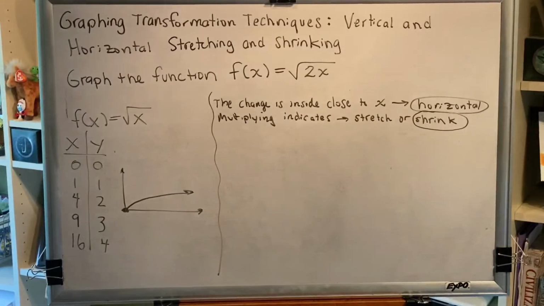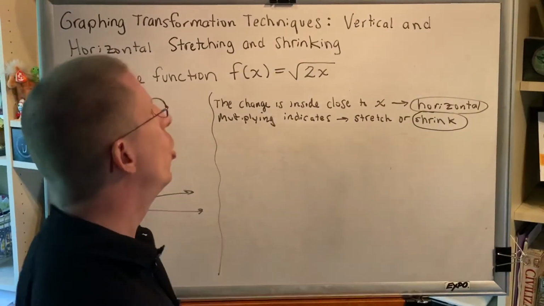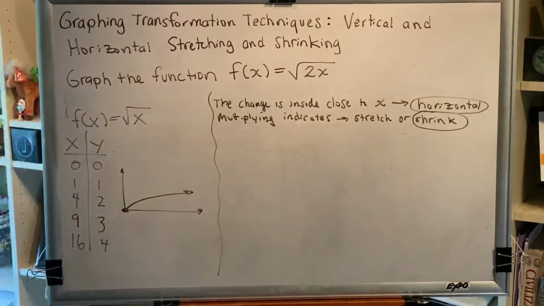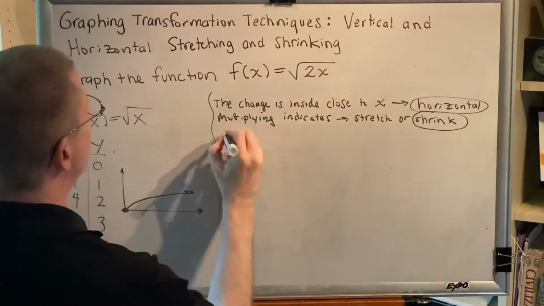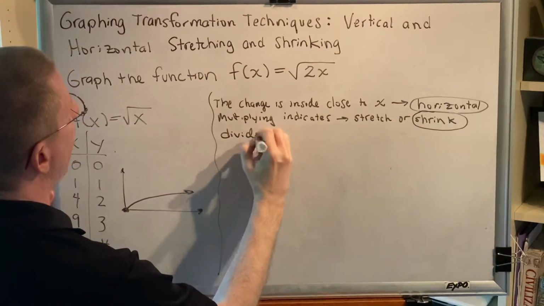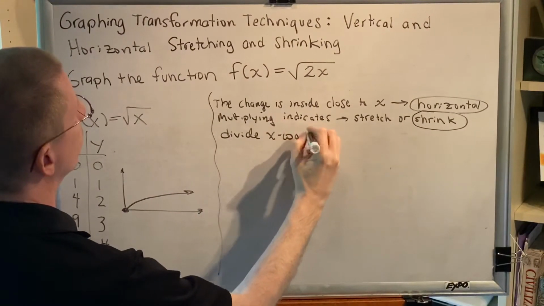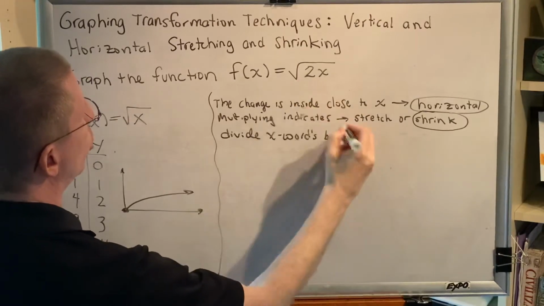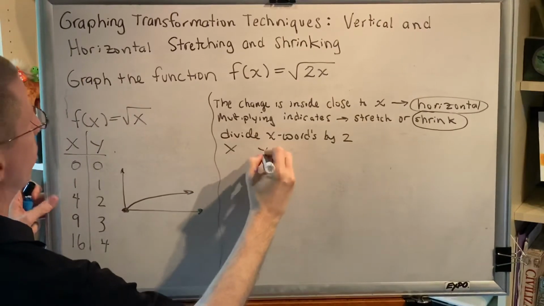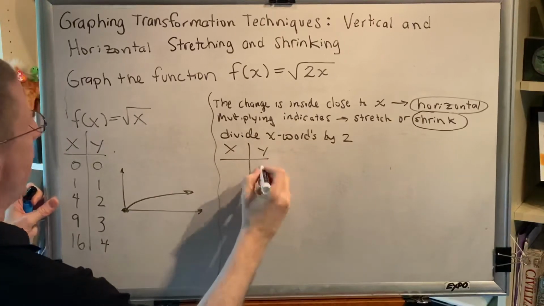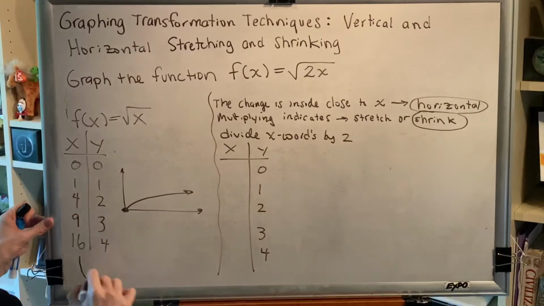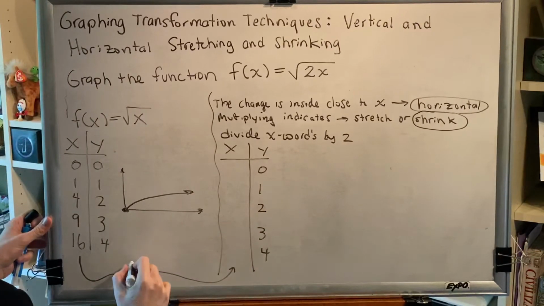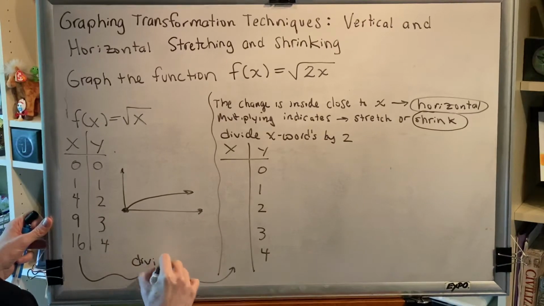Now, whenever you are dealing with a horizontal stretch or shrink, the way you get your new coordinates is by dividing all of the x values by whatever this number is. So we are going to divide the x coordinates by 2. The y's don't change. Only the x's change. The y's are still going to be 0, 1, 2, 3, and 4. But the x's are going to change, and they're all going to divide by 2.